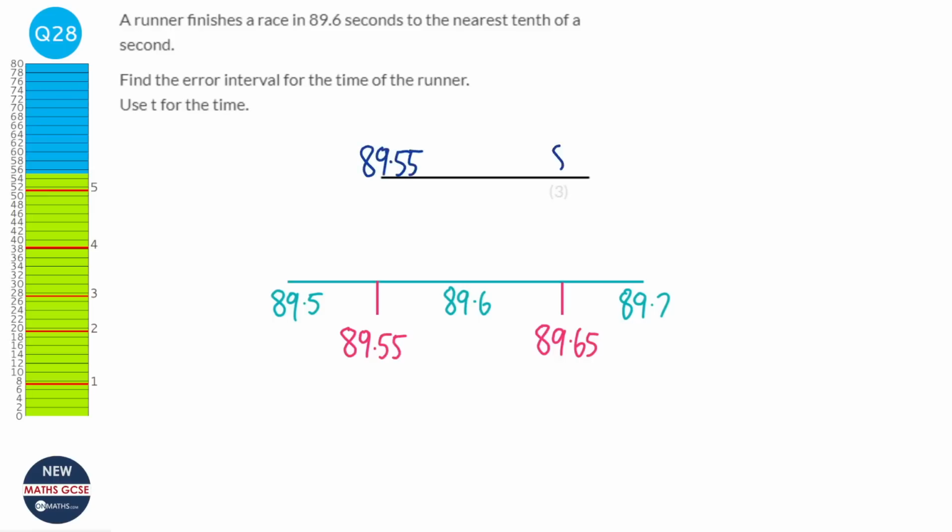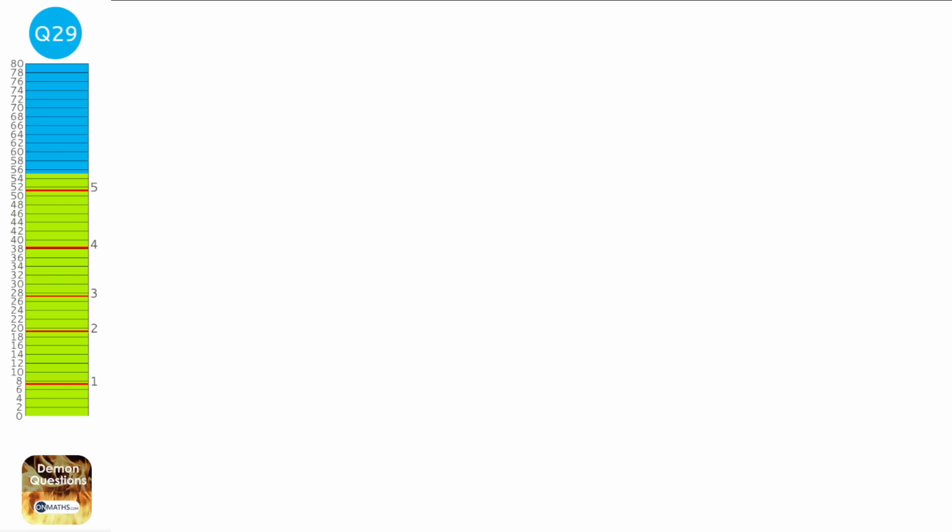But how do we show it as an error interval? Well, we put t in the middle because it tells us that t is representing the time. And we show it with inequalities. Now, the number can be 89.55, but it can't be 89.65 because that would round to 89.7. So we say everything that's less than but not equal to.